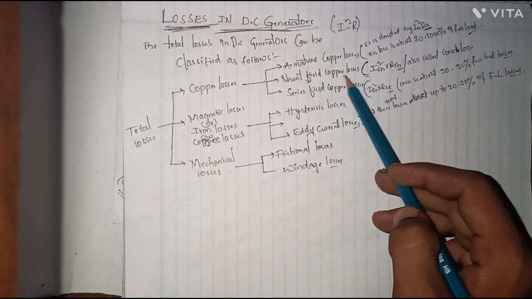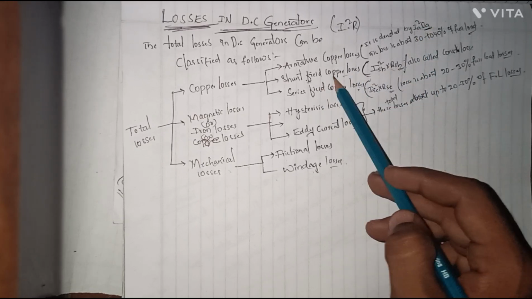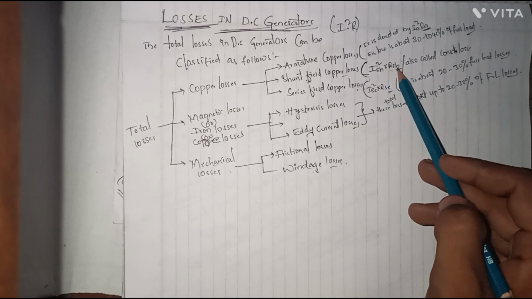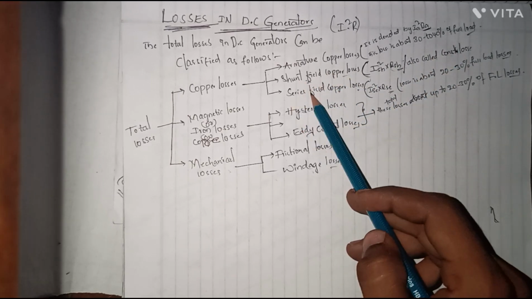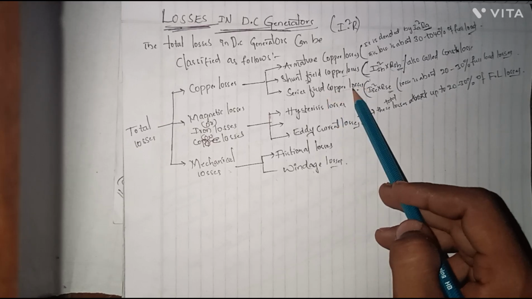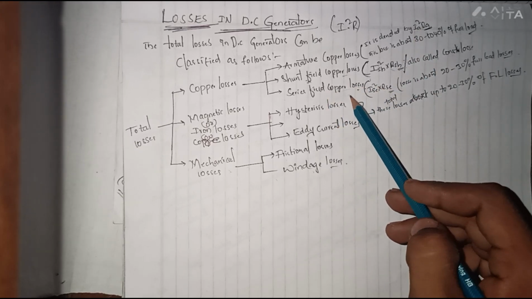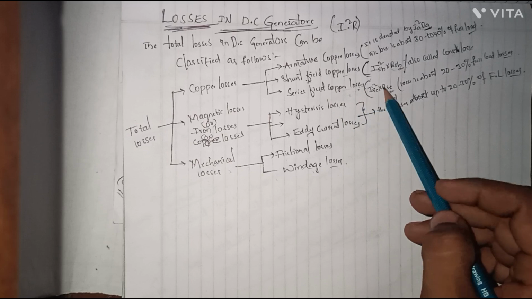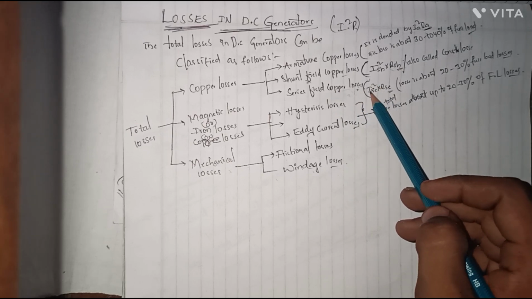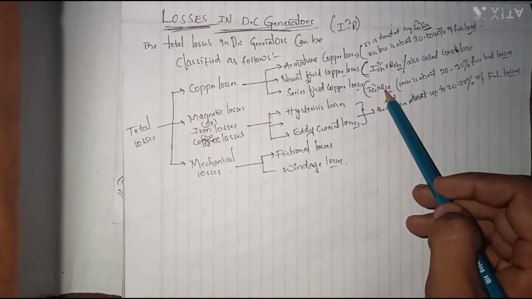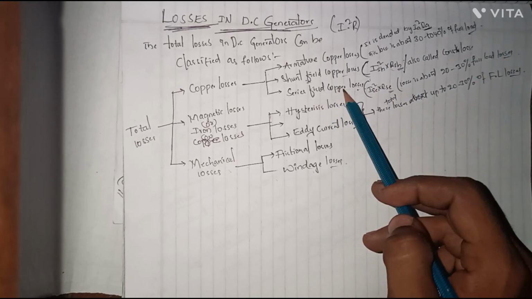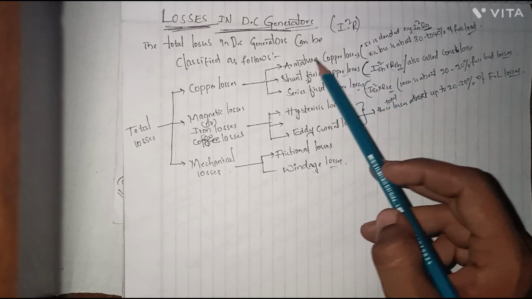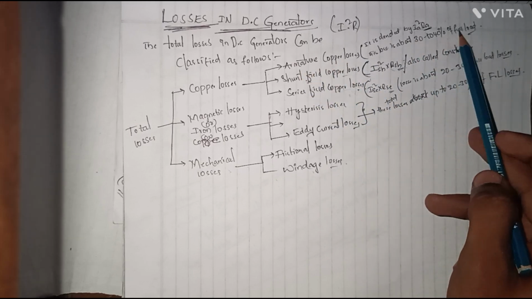It is the actual copper loss formula, I square R. So shunt field copper loss is ISH square into RSH, also called constant losses. Series field copper loss, the actual copper loss formula is I square R. So here ISC square, series field current, and series field resistance. This loss is about 20 to 30% of full load losses. Series field copper loss is 20 to 30% of full load losses and armature copper loss is 30 to 40% of full load losses.